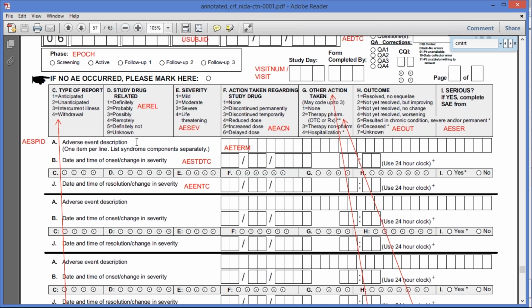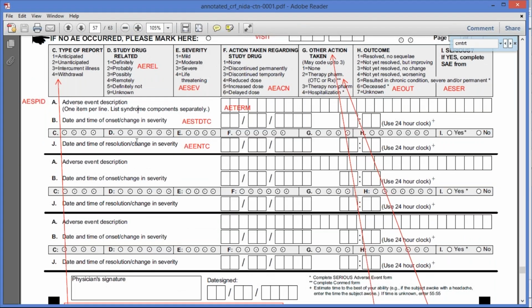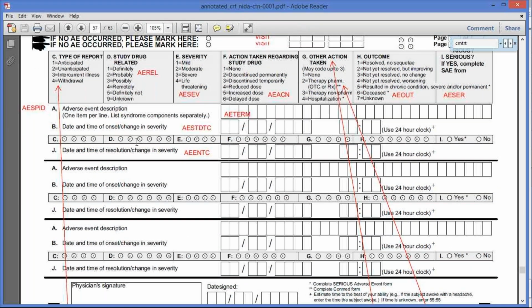You can see the date. So adverse event name we write here. Adverse effect start date we write here. Next is to collect type of report, which means whether the adverse effect is anticipated or unanticipated.